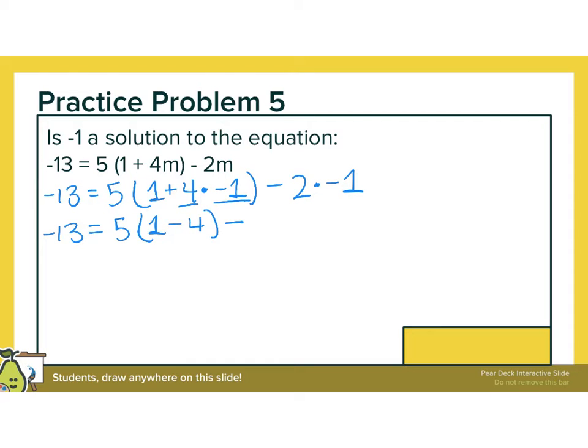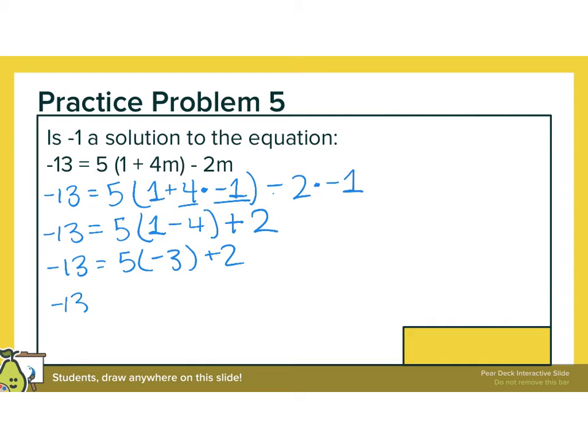Minus, actually it's -2 times -1, so I'm going to go ahead and put plus 2. Negative times negative is positive. Bring down this -13, bring down the 5. Simplify the parentheses. 1 minus 4, -3, plus 2.